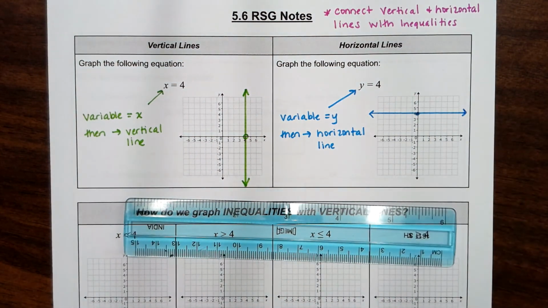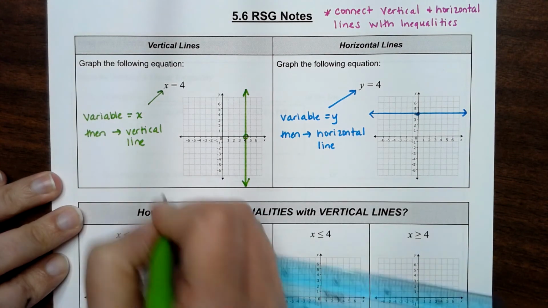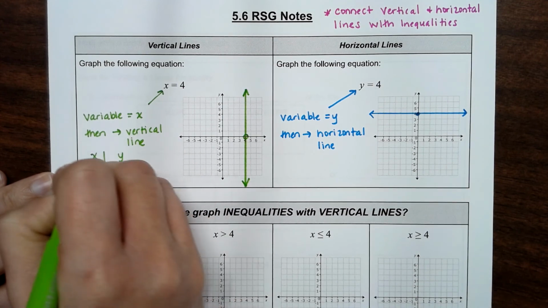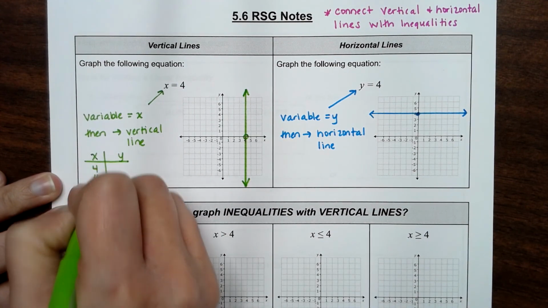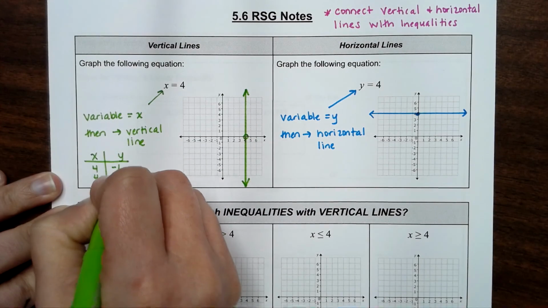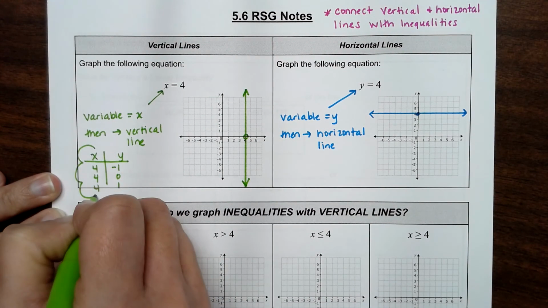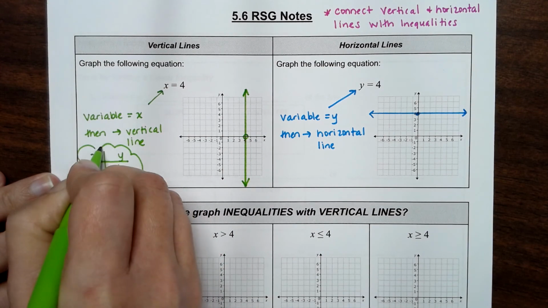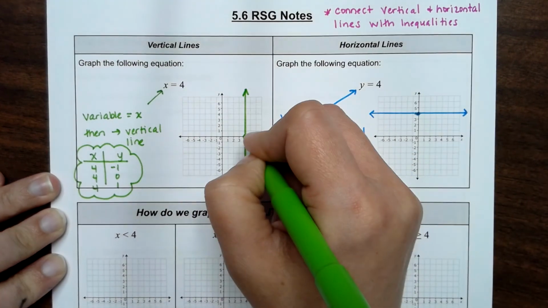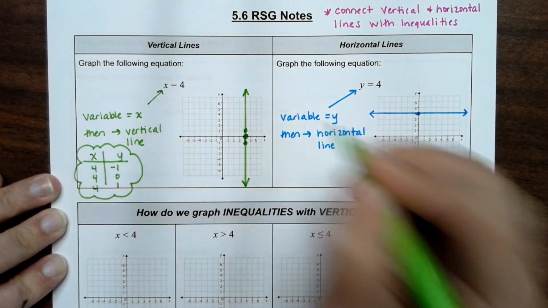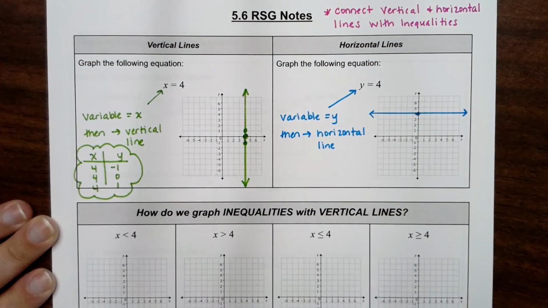You could always make a table. So one option that you have here as kind of a backup plan if you ever get stuck is you could make a table of values for this problem where all of the x's are 4 and the y's can be whatever numbers you want. This is a backup plan if you don't remember which one is vertical and which one is horizontal. By graphing these points, (4, -1), (4, 0), and (4, 1), you can picture that vertical line.